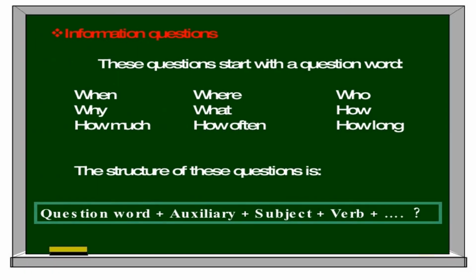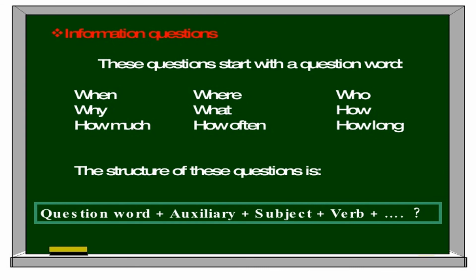As you can see, these are some information questions: when, why, where, how much, where, what, how often, how, how long, and who. Question word, auxiliary verb, subject and the verb, as you can see. This means all of these are the question words.